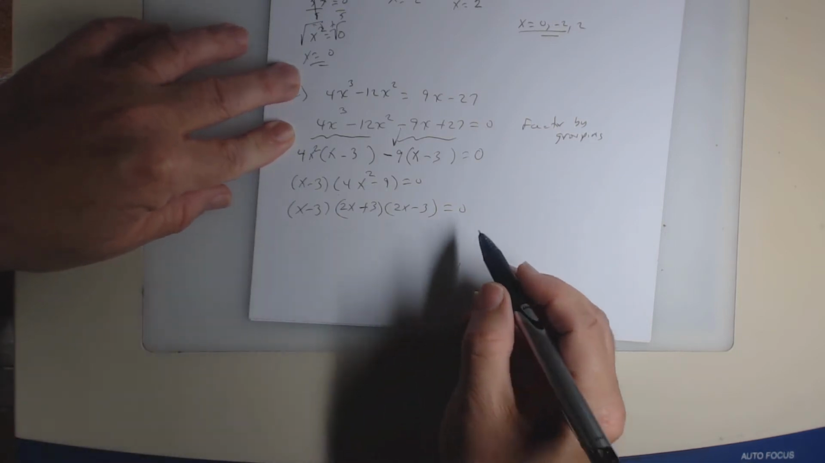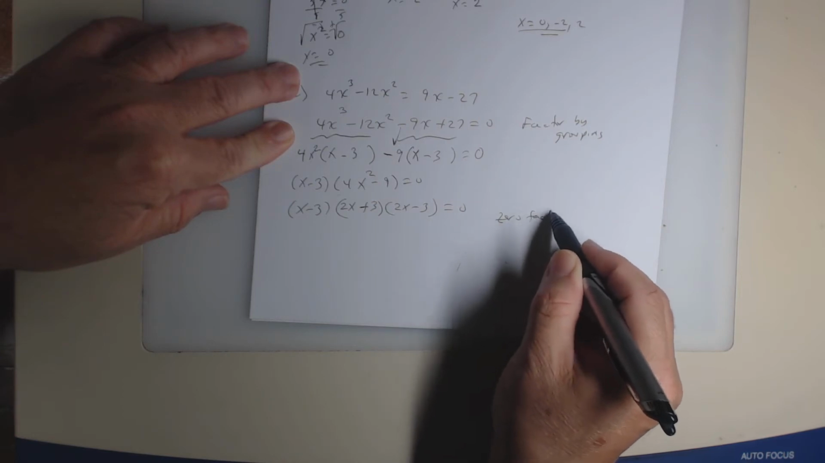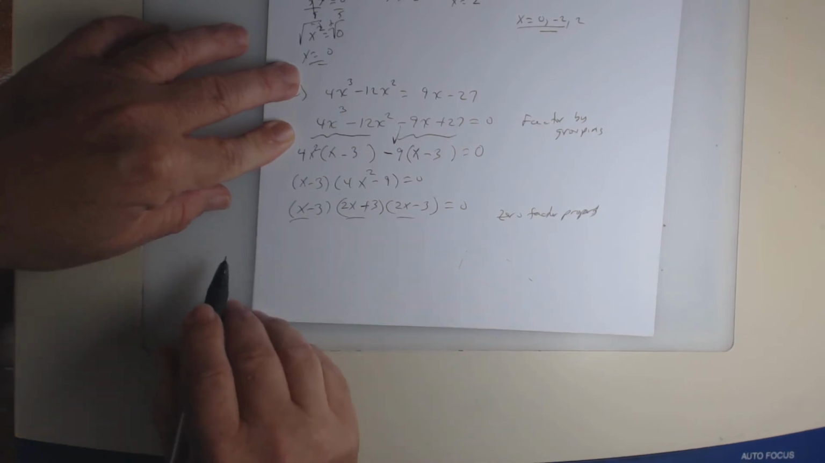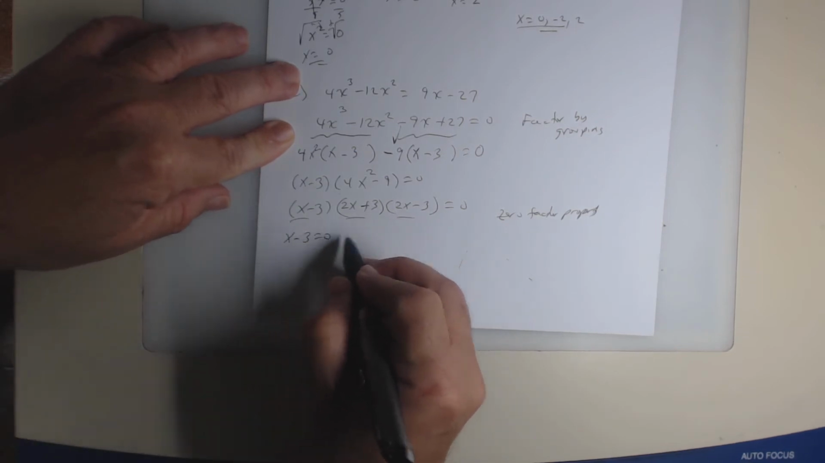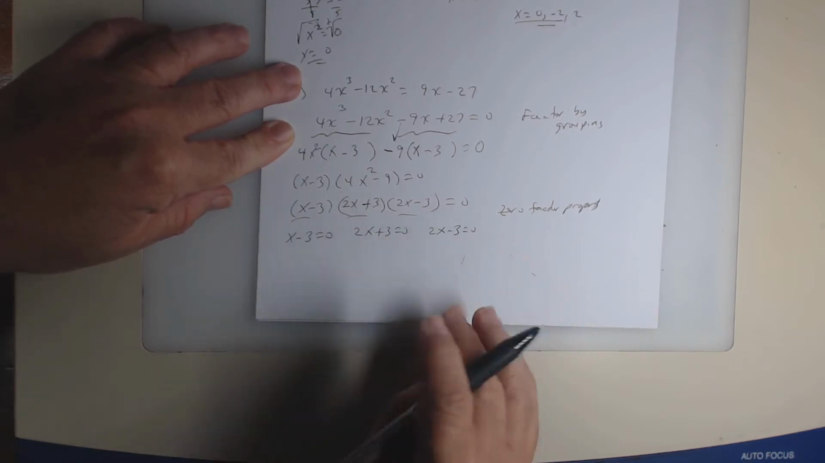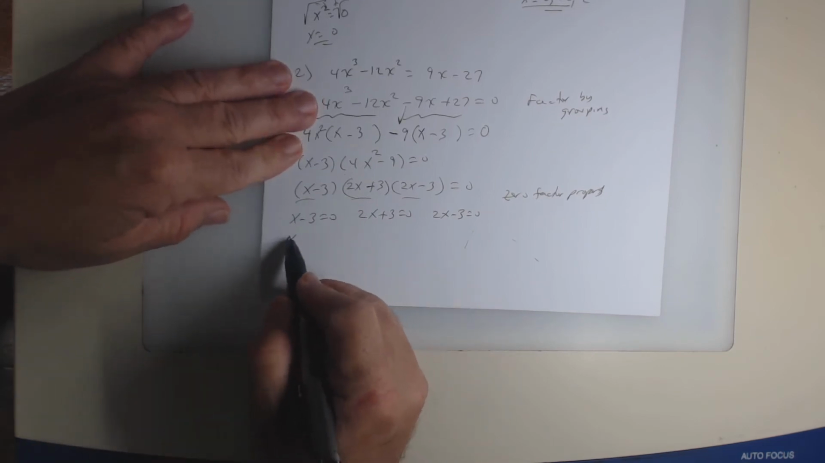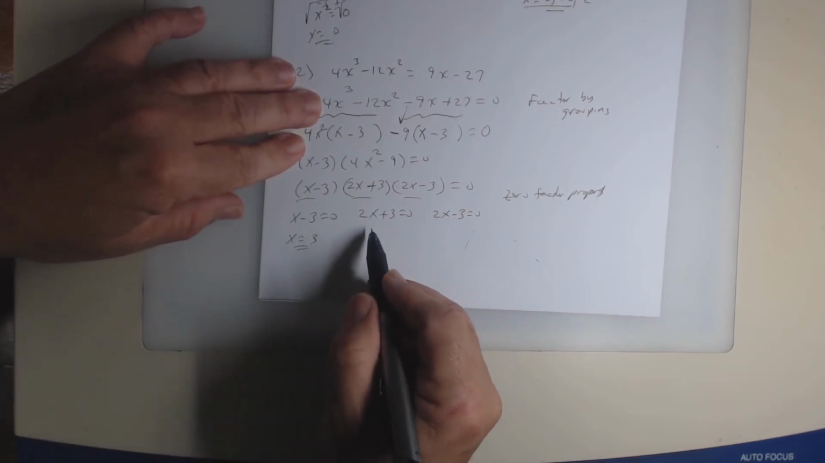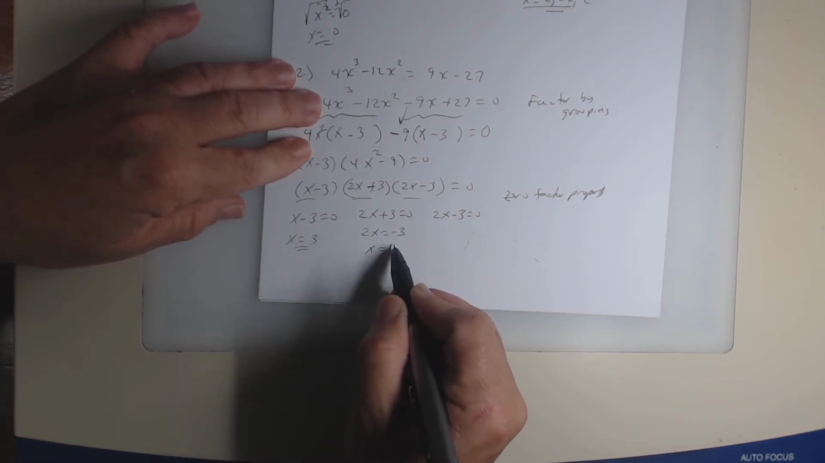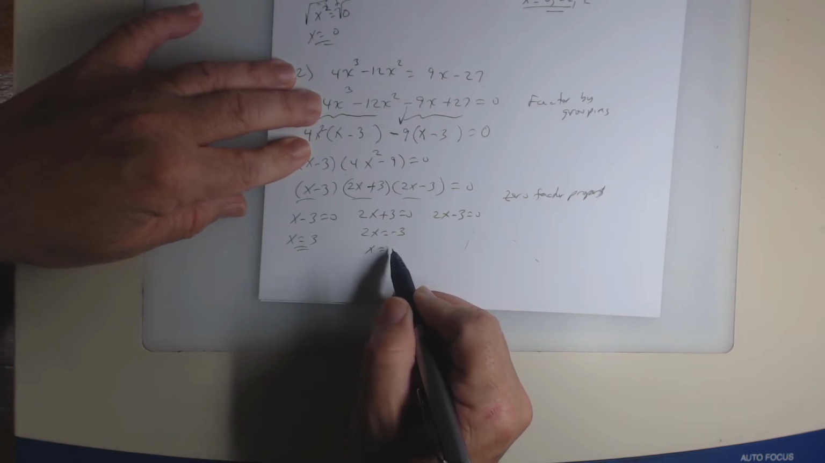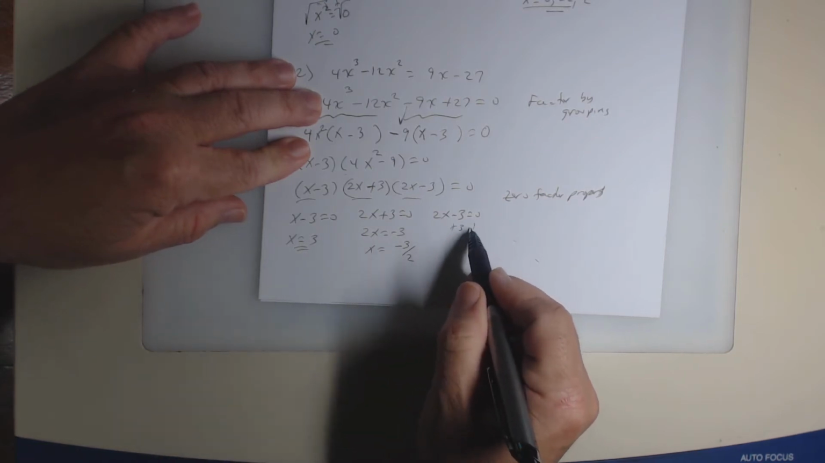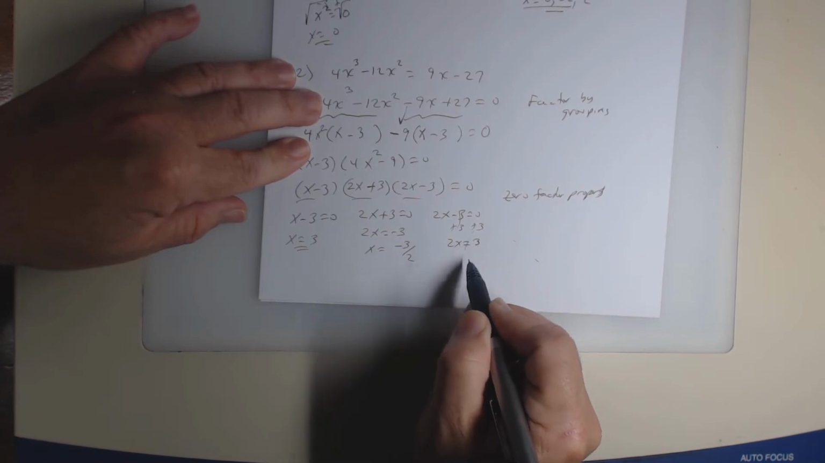All right, now what's the next step? Set it all to 0. So zero factor property. So say each one of these equal to 0. So I'm going to set x minus 3 equals 0. I'm going to set 2x plus 3 equals 0. I'm going to set 2x minus 3 equal to 0. So over here, what's x? 3. Over here, I'm going to get 2x equal a negative 3. So what's x? Not 2/3. What's x? Negative 3 halves. Over here, I'm going to add 3 to both sides. I'm going to get 2x equal positive 3. So what's x?